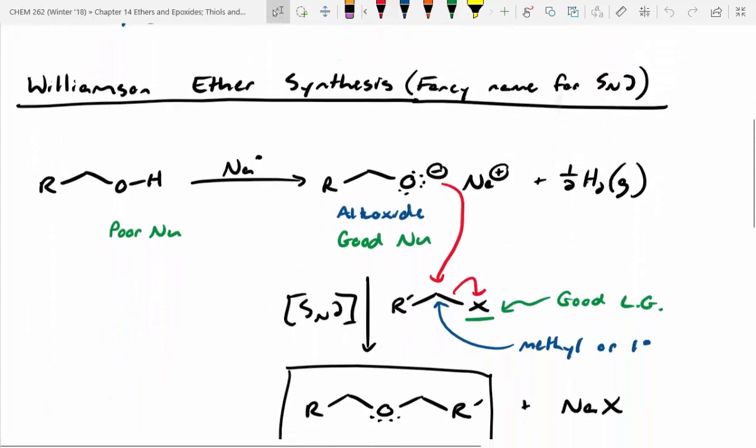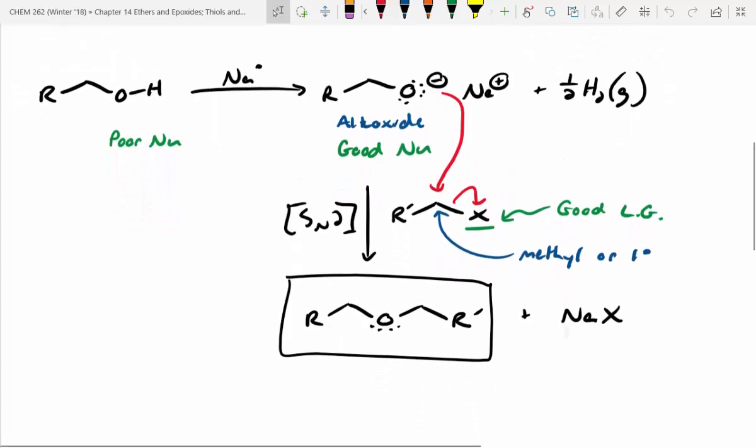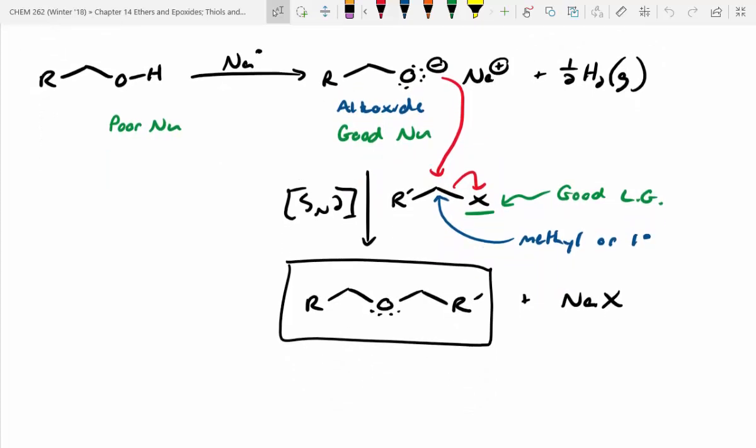The Williamson ether synthesis was our fancy SN2 route, where we said you can take any alcohol, treat it with a strong base like an alkali metal or sodium hydride, make your alkoxide, which is now a good nucleophile. That can then do SN2 chemistry with methyl or primary alkyl halides, and you can end up with any sort of ether that you want out of this.